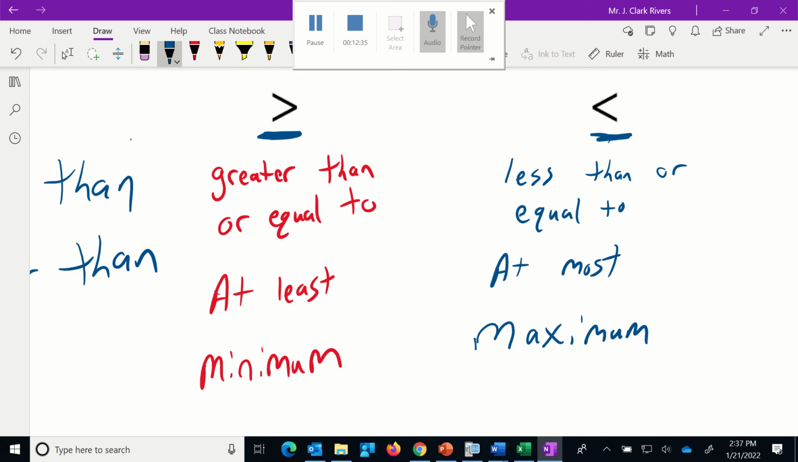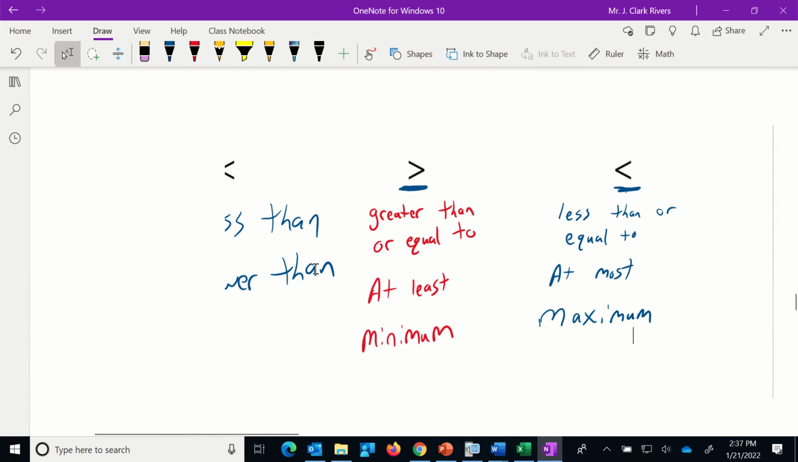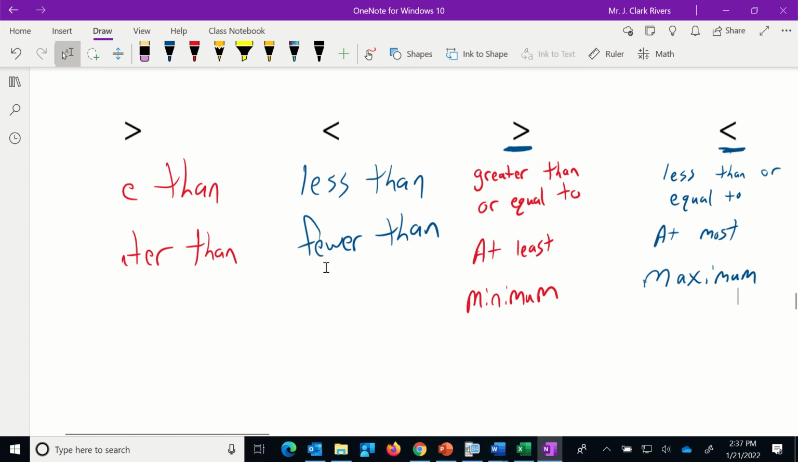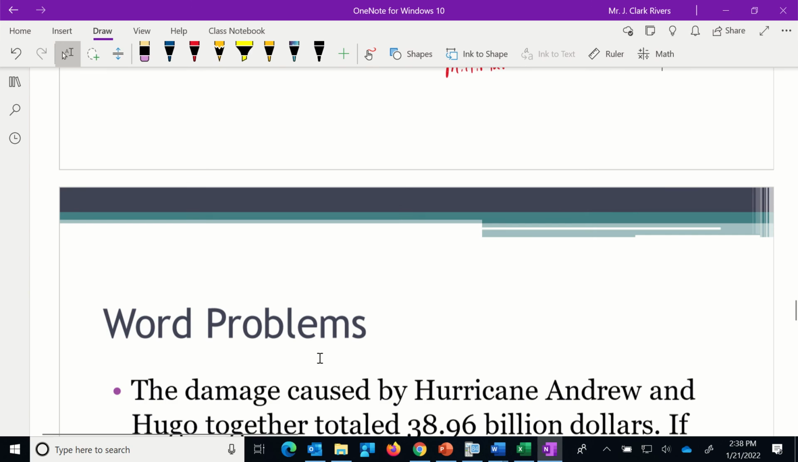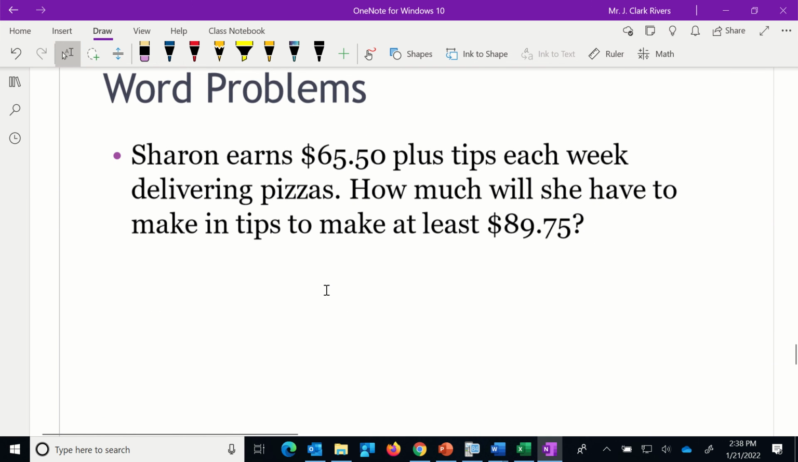There's a few different ways that these symbols can show up using language, but these are just a few of them. Make sure you get those down, and you can reference these as needed. You will use these to solve word problems. We've only got a minute left in class, so we're not going to take the time to do this, but here are some examples you could try. You would need to define a variable, write an inequality, and solve.